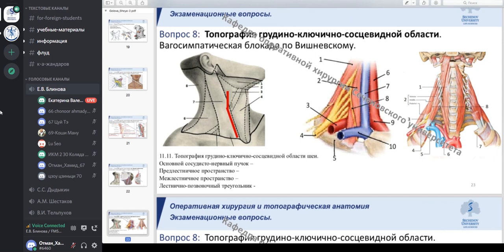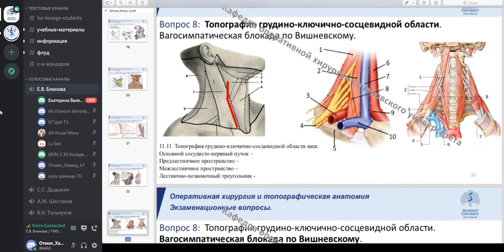Topography of the sternocleidomastoid region and the vagosympathetic block by Vishnevsky. Firstly, the borders. Superiorly is the mastoid process, inferiorly are the clavicle and the jugular notch of the sternum, and laterally and medially are the borders of the sternocleidomastoideus muscle. The layers: skin, subcutaneous tissue, superficial fascia, proper fascia, which forms the capsule of the sternocleidomastoideus muscle. Behind, if you remove this muscle, you can see the prescalene fissure and the interscalene fissure. Inside of the interscalene fissure, the subclavian artery and subclavian vein are located, and the phrenic nerve.